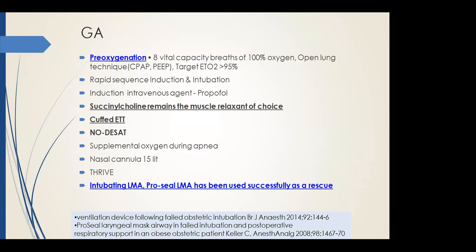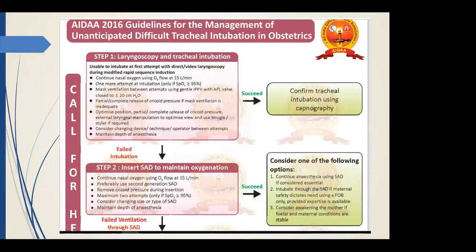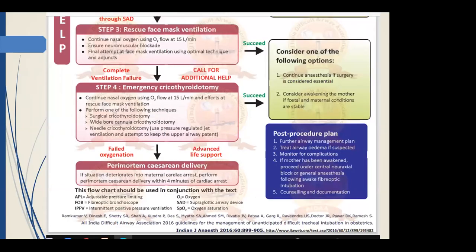However, during all this while, no desaturation should be maintained, and this can be done by using supplemental oxygenation during apnea using either a nasal cannula with 15 liters oxygen or using THRIVE. The OAA guidelines for unanticipated or anticipated difficult tracheal intubation in obstetrics have to be strictly followed, and they also stress using supraglottic devices with gastric drainage as the rescue technique in obstetrics, and also no desaturation, with high oxygen flow maintained during all the procedures and during apnea.